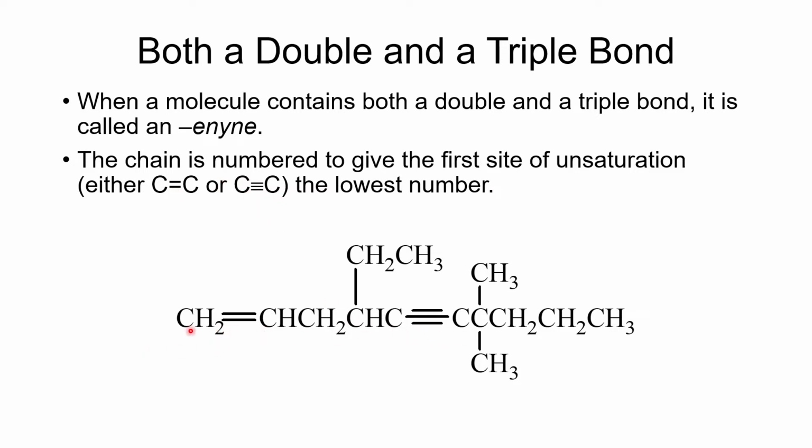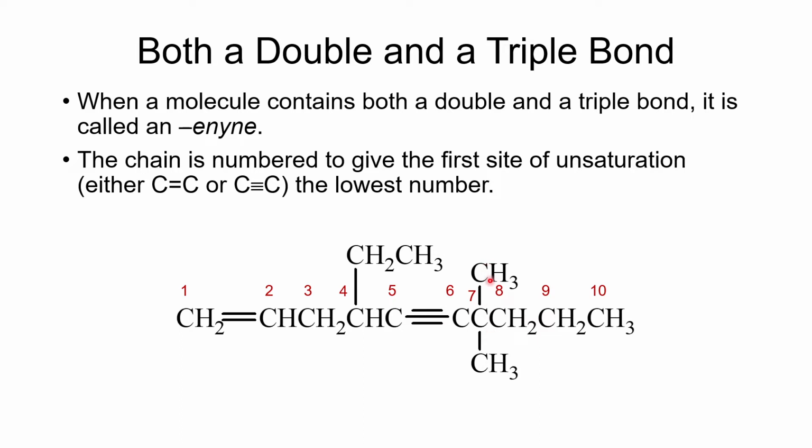So we would start here on this side. So we do 1, 2, 3, 4, 5, 6, 7, 8, 9, 10. So this is a dec-en-yne, and the position for the ene is at position 1, and for the yne is at position 5. So it would be a dec-1-en-5-yne.